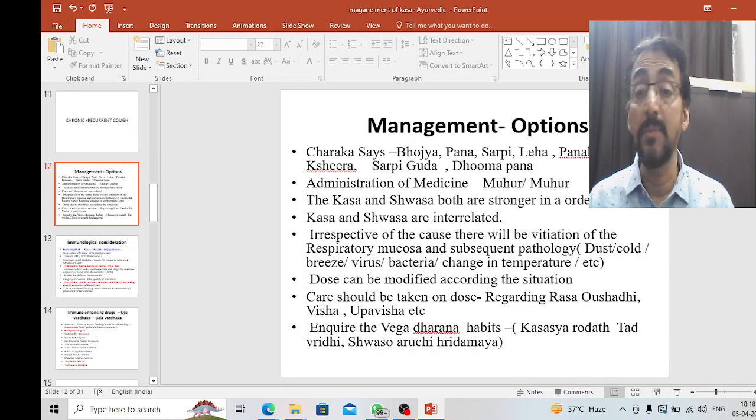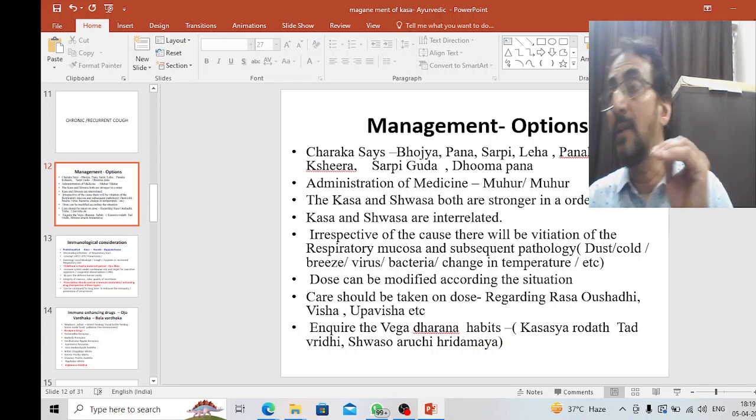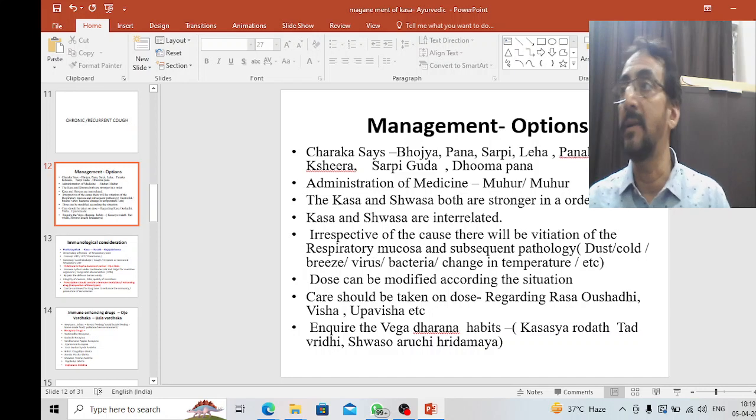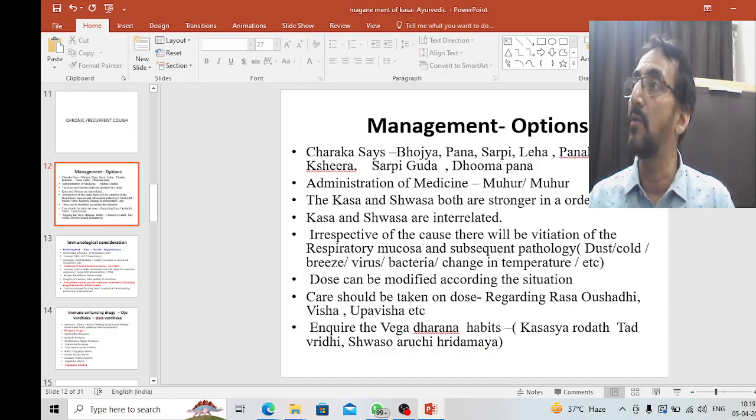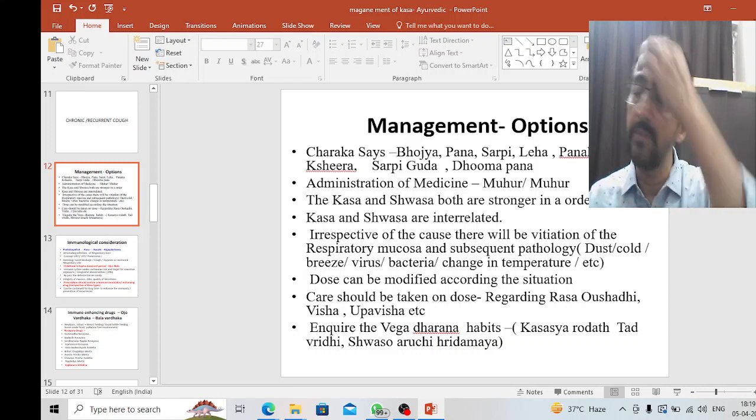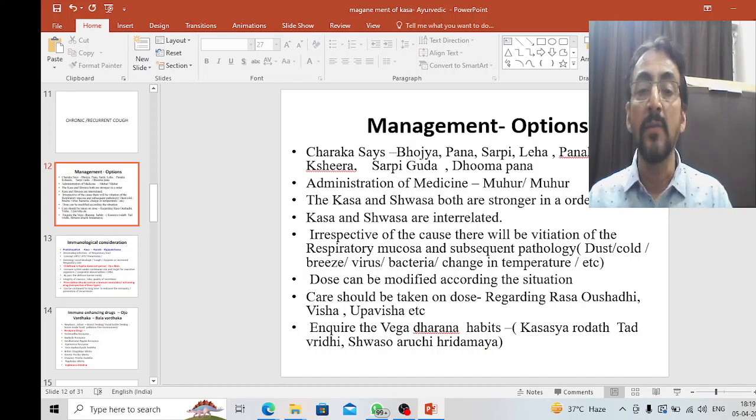It may be dust, it may be cold, it may be breeze, virus, bacteria, or change in the temperature, whatever it may be, the involvement always takes place in the respiratory tract. So treatment should always be planned for the respiratory tract disorders or Pranavaha Shrotas. Okay. Now, again, when you are treating the Kasa condition, the dose of the medicine can be modified according to the situation.